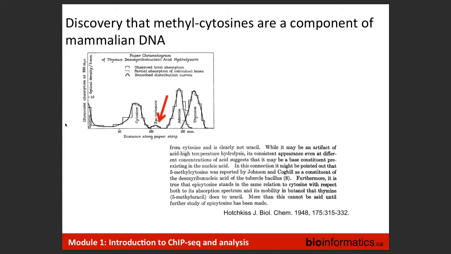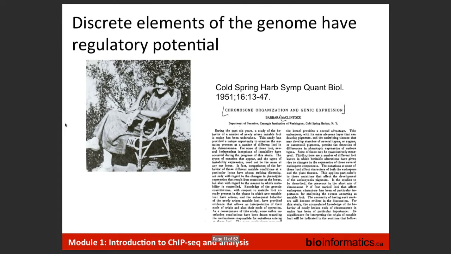So now we have an understanding that there are four main bases, and that these bases are the hereditary material. But now we also understand that some of these bases can be chemically modified, and we think that this chemical modification is DNA methylation. Moving a little further in time, now we're up to 1951.